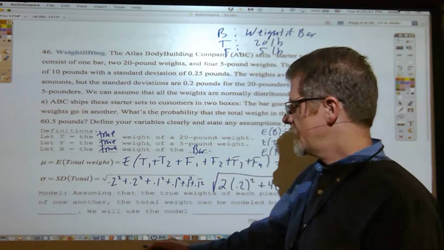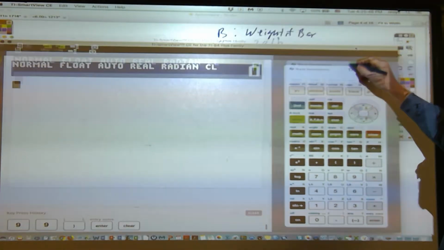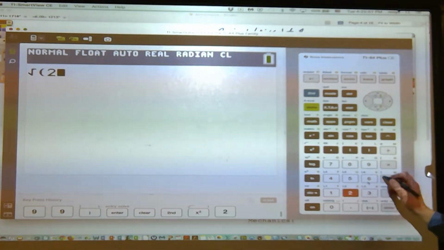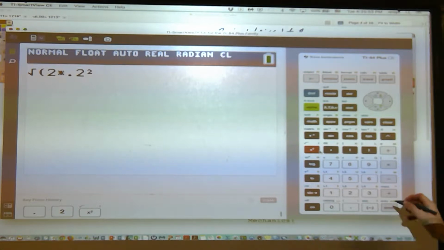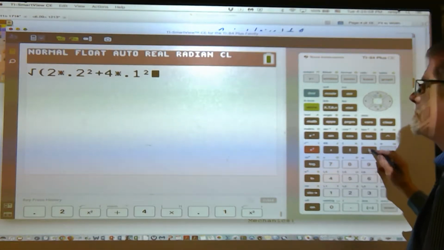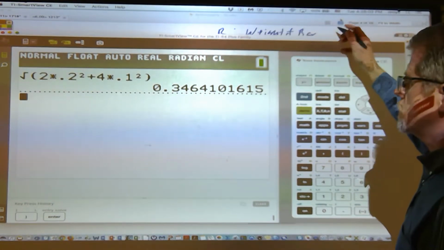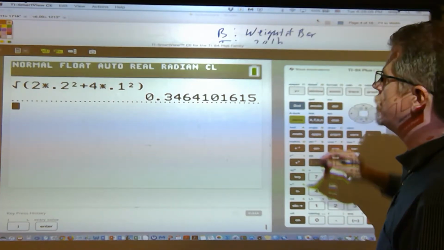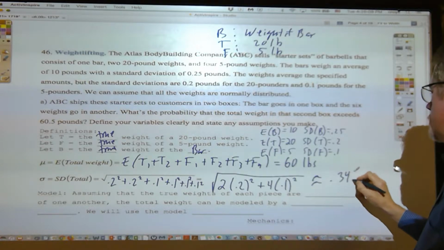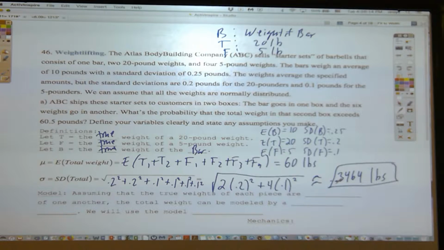And I think this is where a calculator comes in handy. So on the calculator, we're saying 2 times 0.2 squared plus 4 times 0.1 squared. We're getting 0.3464. So 0.3464, that's an approximation. That's pounds, the standard deviation, 0.3464.